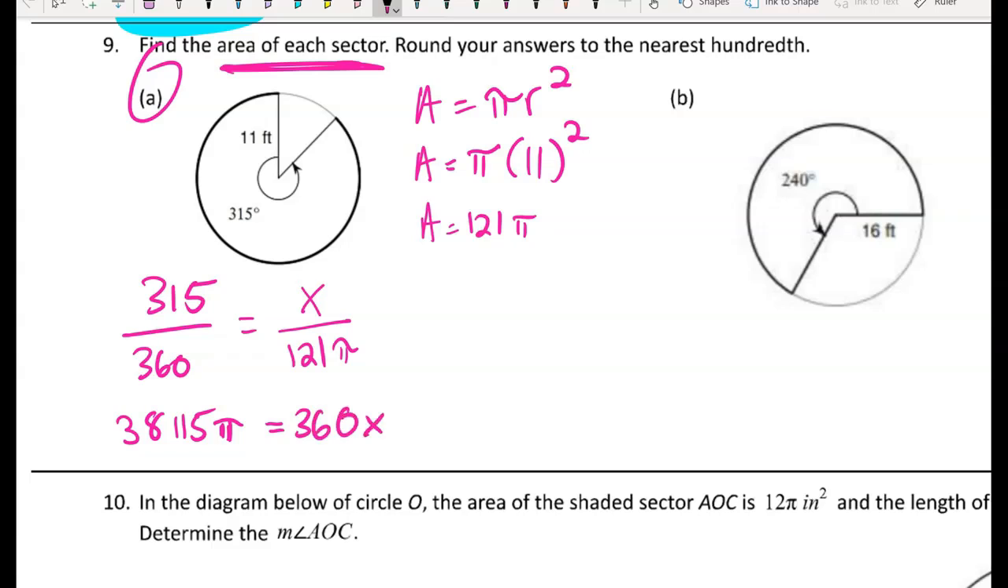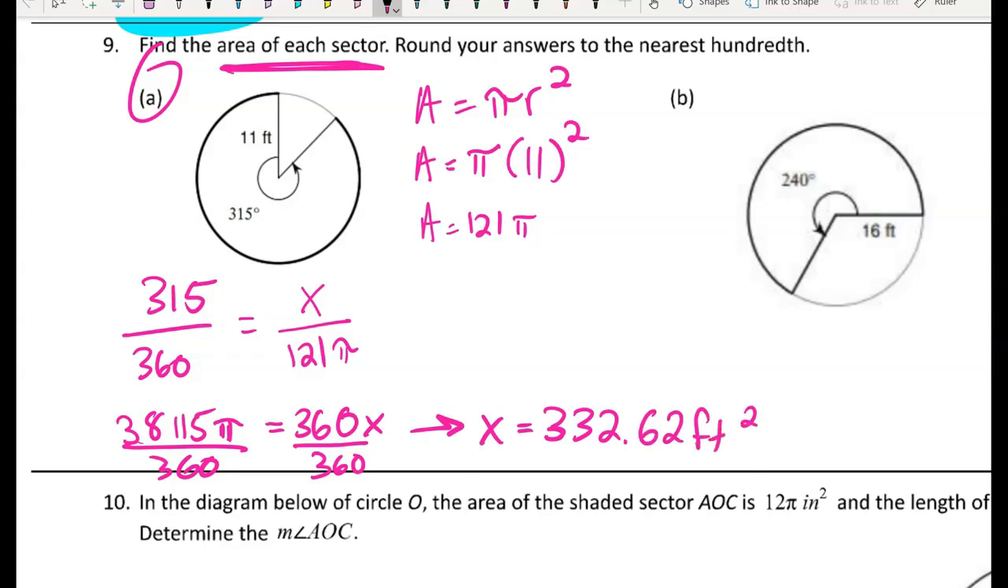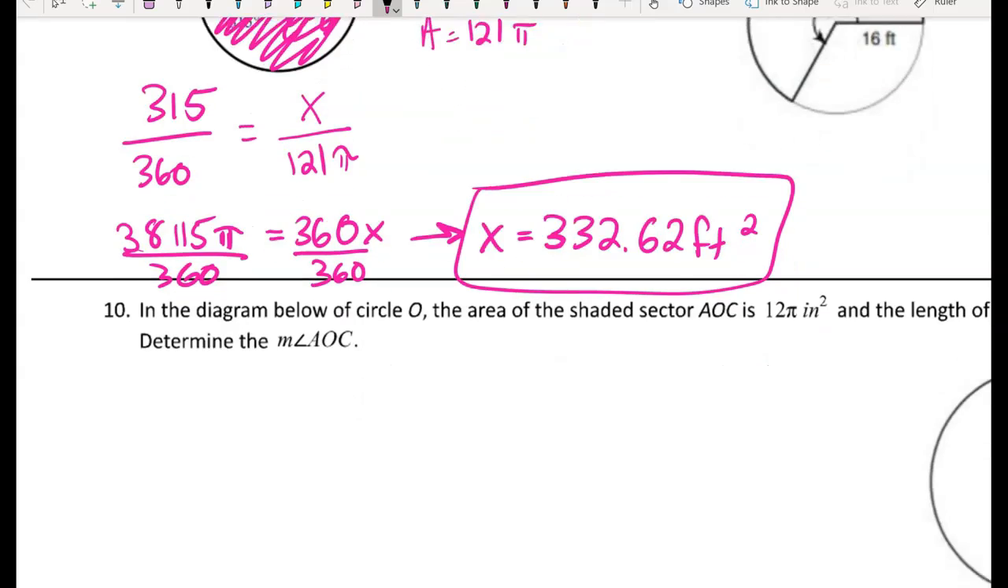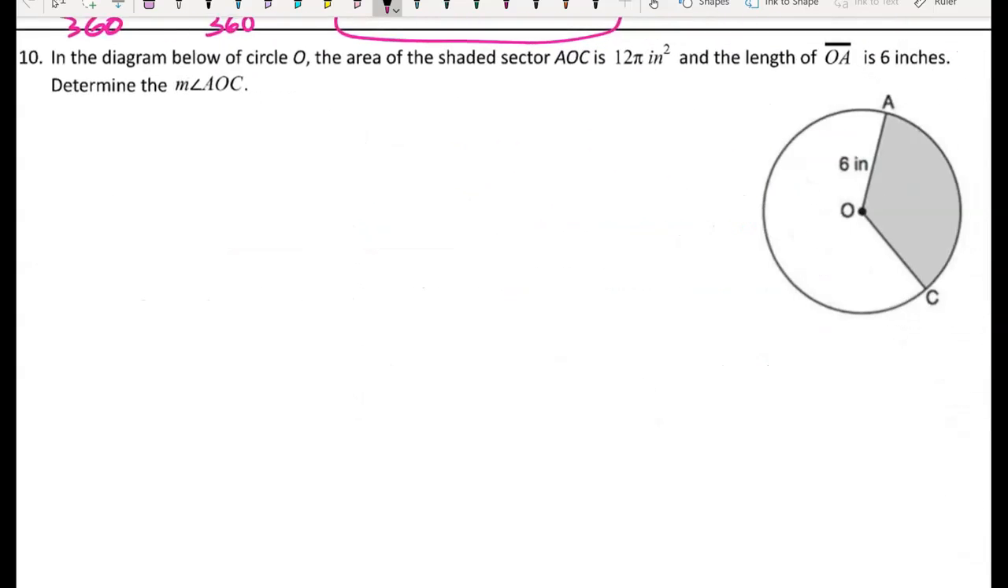But to me, it's easier to just write it in terms of pi, and then type it all into my calculator at the end. So when I type that all into my calculator, I just get 332.62 feet squared, because it's an area. So what we did is we just calculated that area right there made by the central angle of 315 degrees.